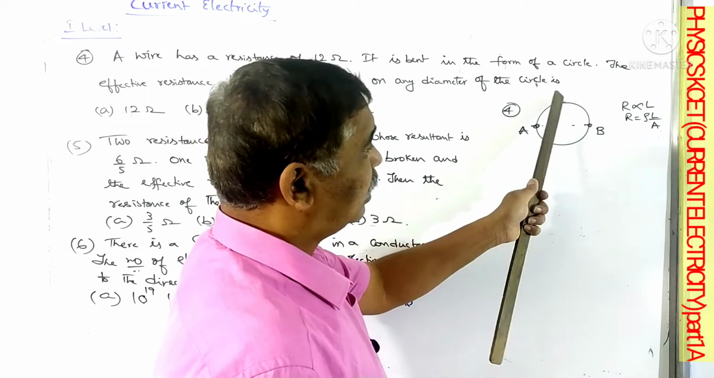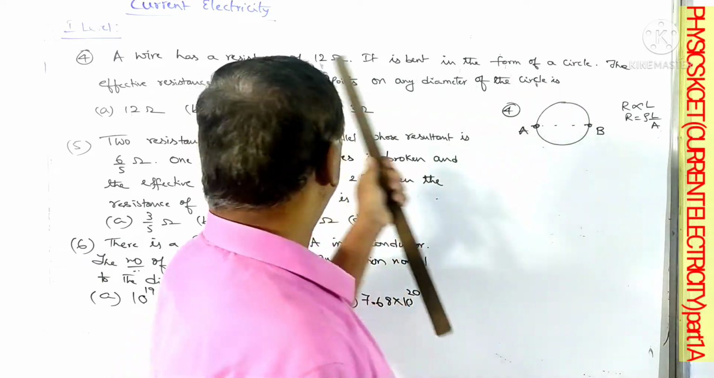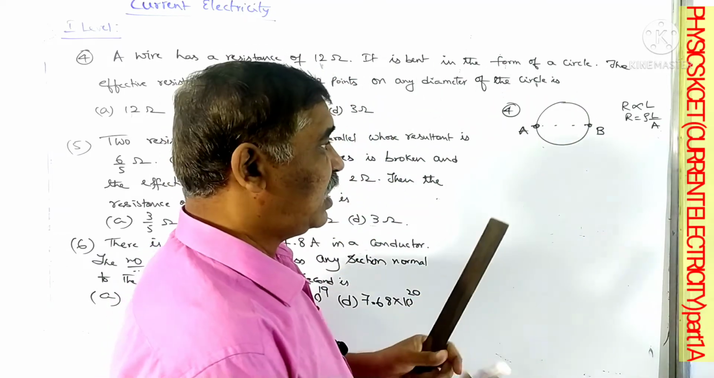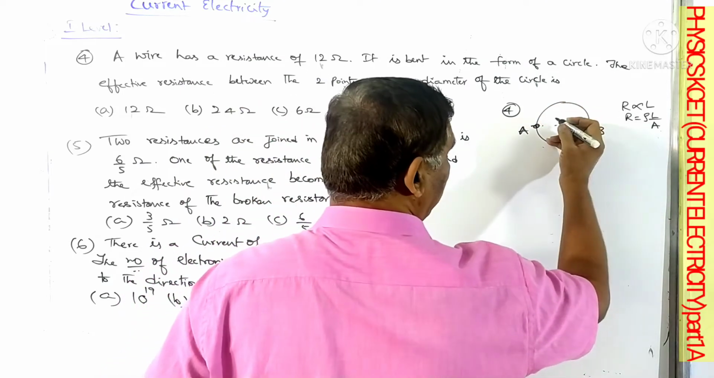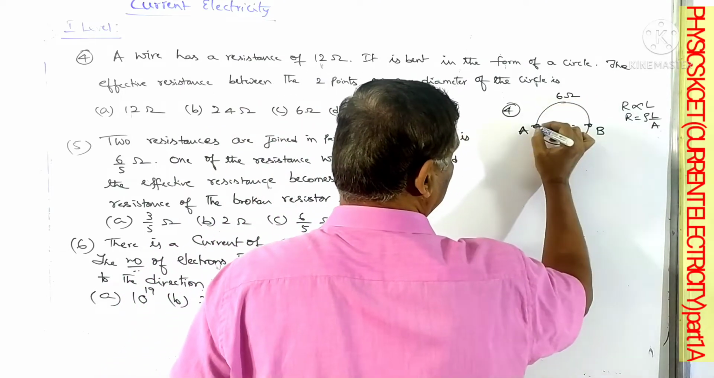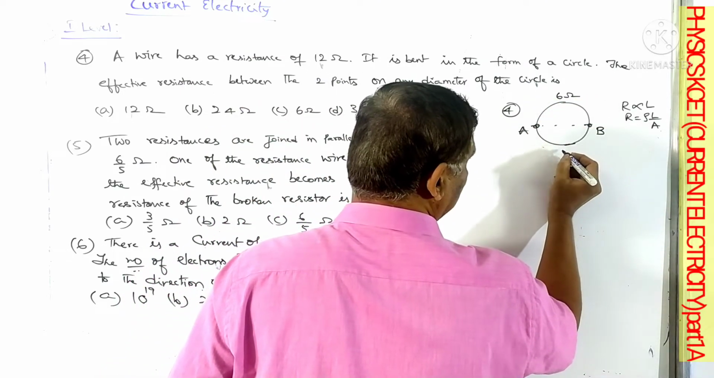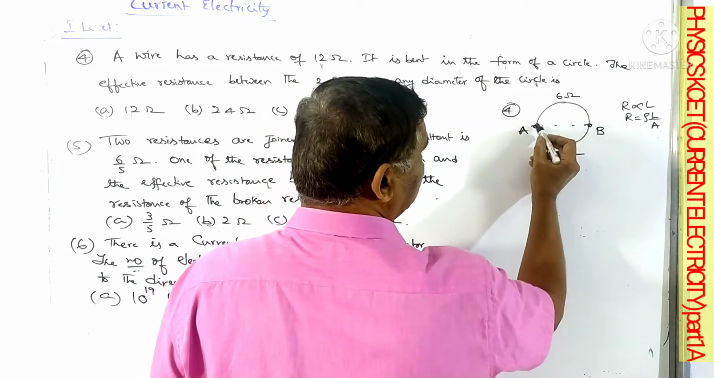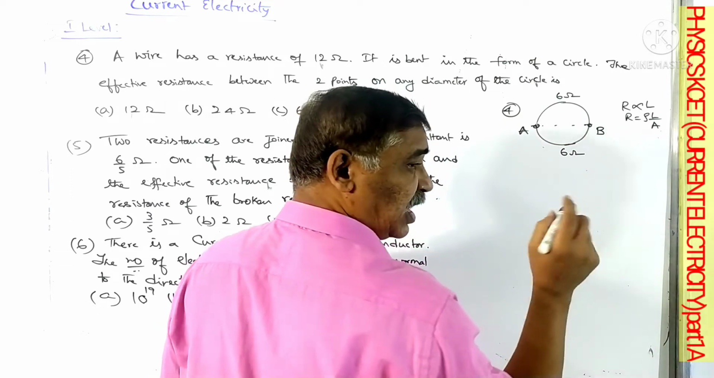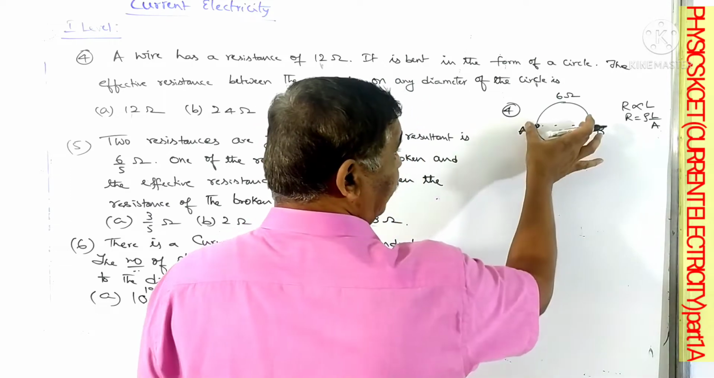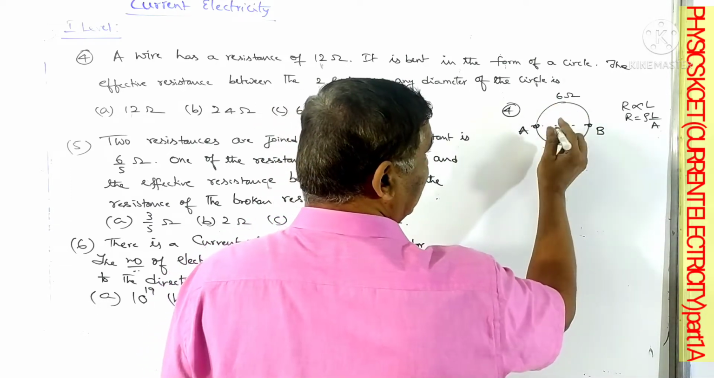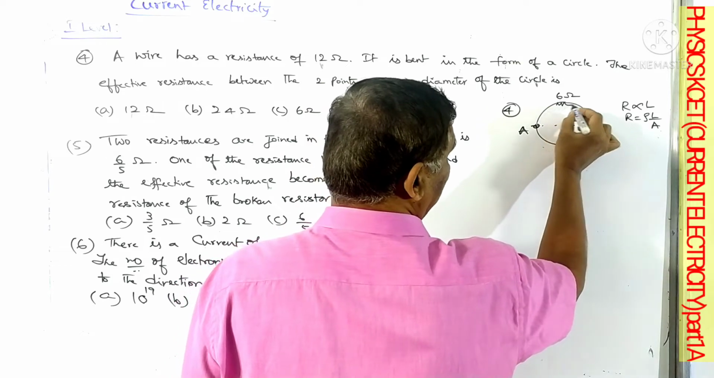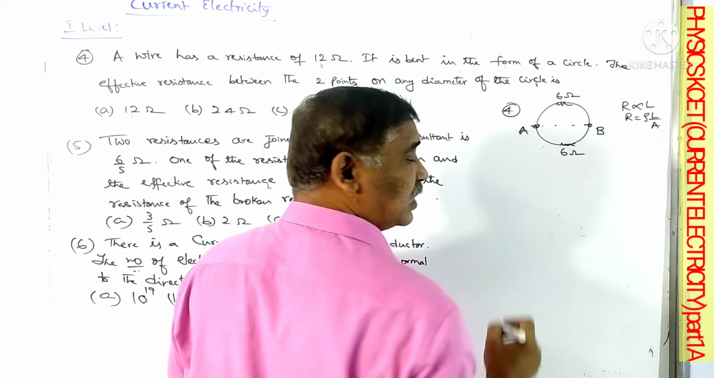So therefore, the complete 12 ohm resistance of the wire is divided into 2 parts. Upper part has got resistance of 6 ohm, lower part has got resistance of 6 ohm. Now if you observe between these 2 points, this wire, they are connected in parallel. So parallel connection. So this is one resistor. So let us think that this is one resistor like this. This is also one resistor, 6 ohm.